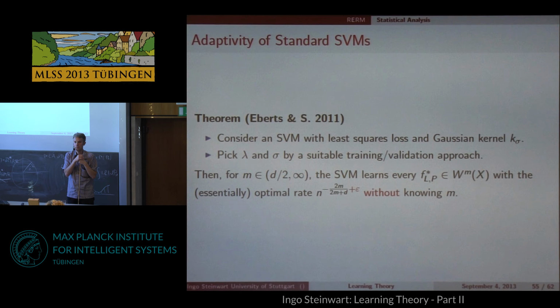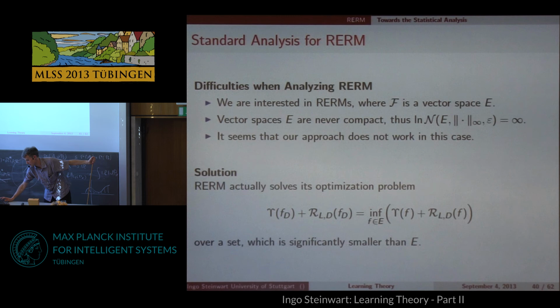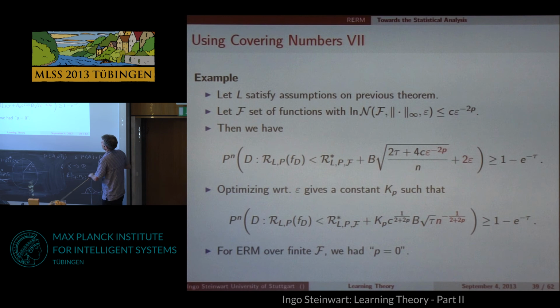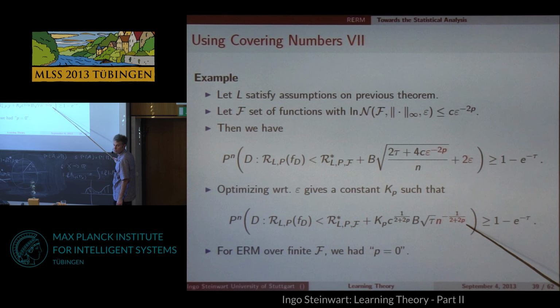And the reason, maybe I can, there's one inequality which may actually illustrate that to a certain extent. When we considered empirical risk minimization over an infinite set, we got this error term. Now, if we have an additional regularizer, we get a similar result here. For empirical risk minimization, we have the same result for p equal to zero, provided that we only consider finitely many functions. But this is exactly what we do in this training validation approach. So we have actually two error terms, one which comes from the RERM part, which looks like this, and one for the selecting the hyperparameters part, which looks like this for p equal to zero. And that one converges faster than the one for p greater than zero.